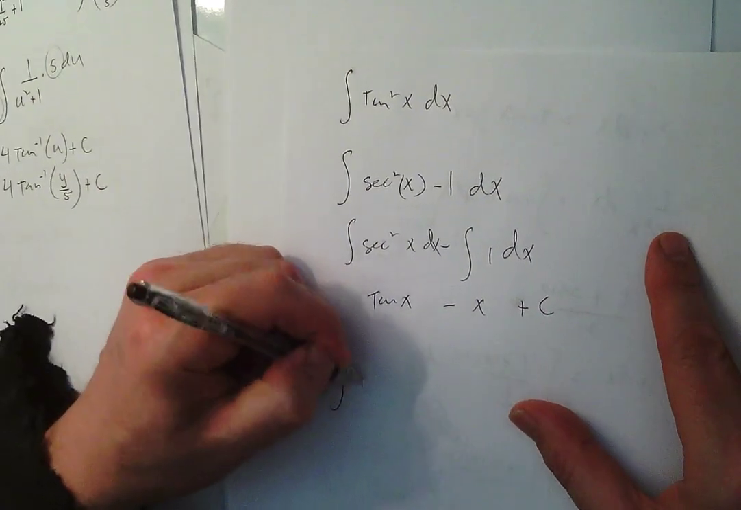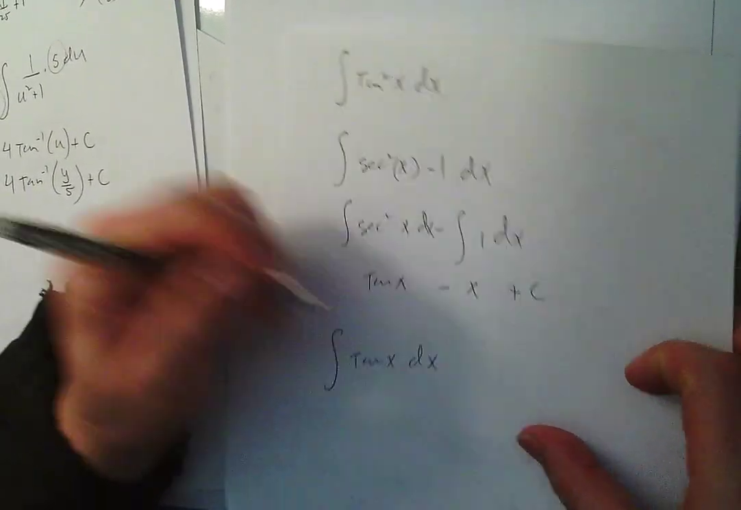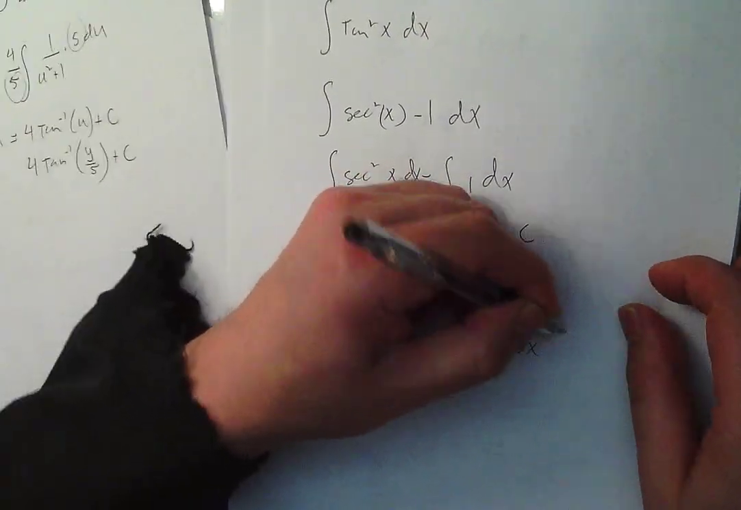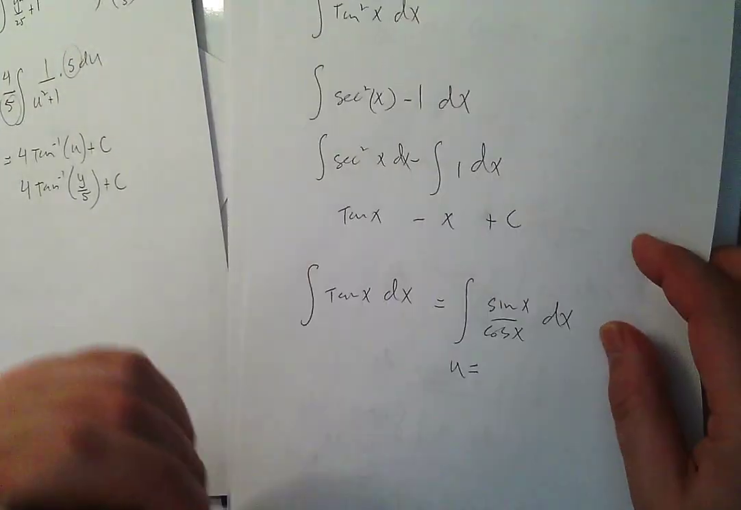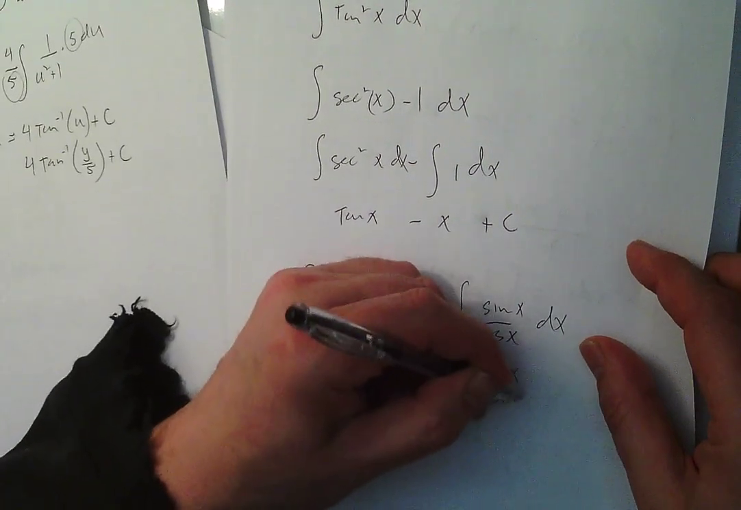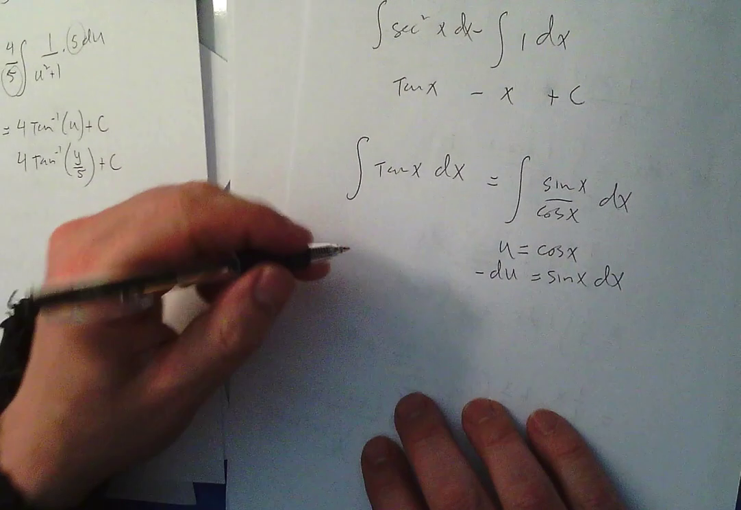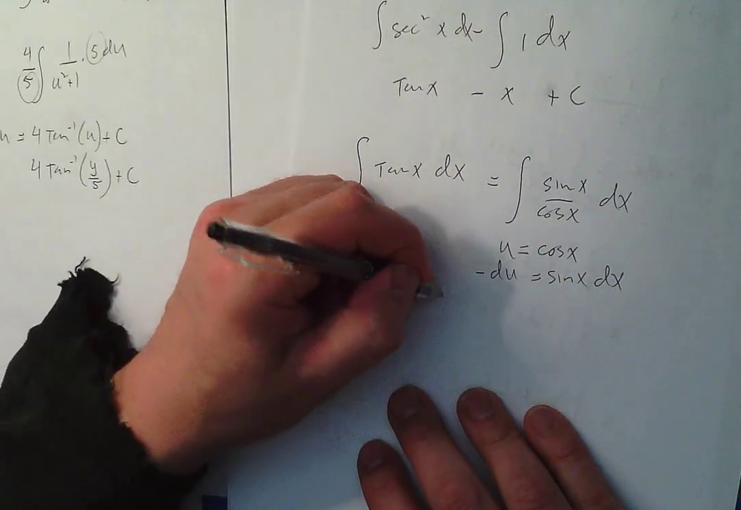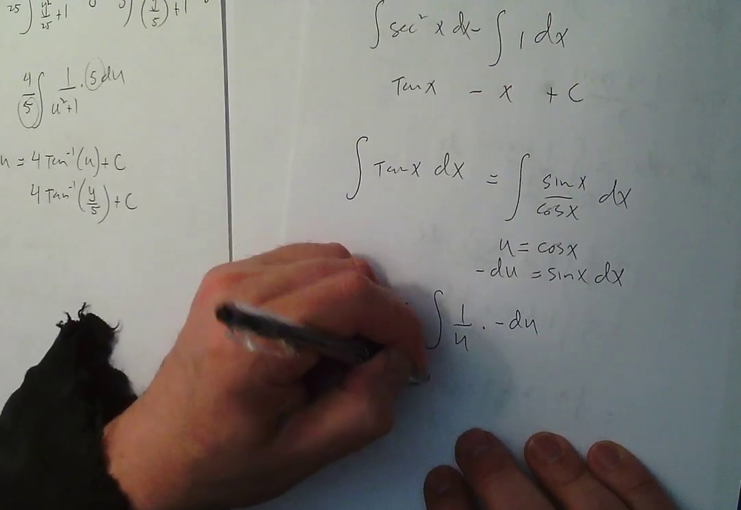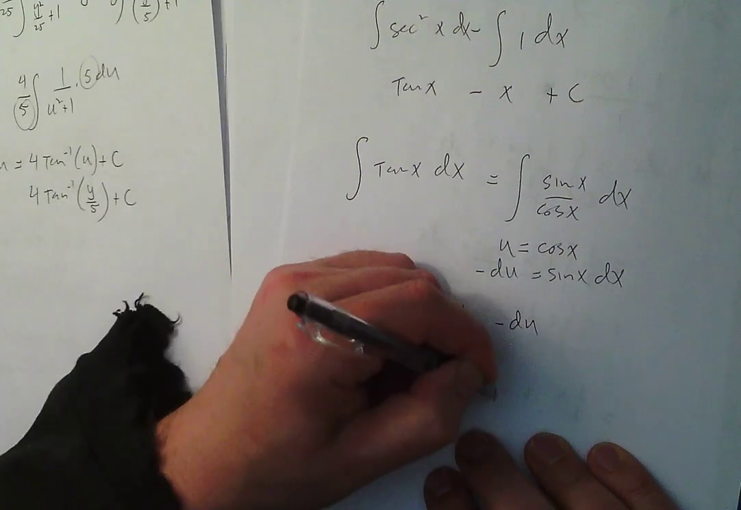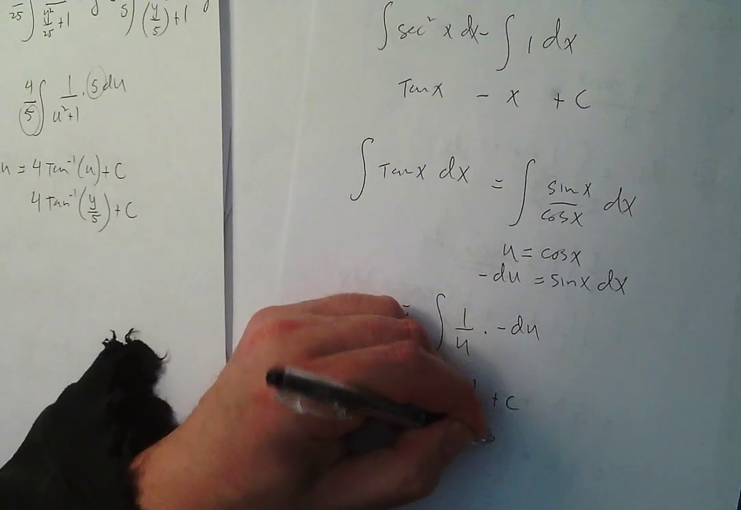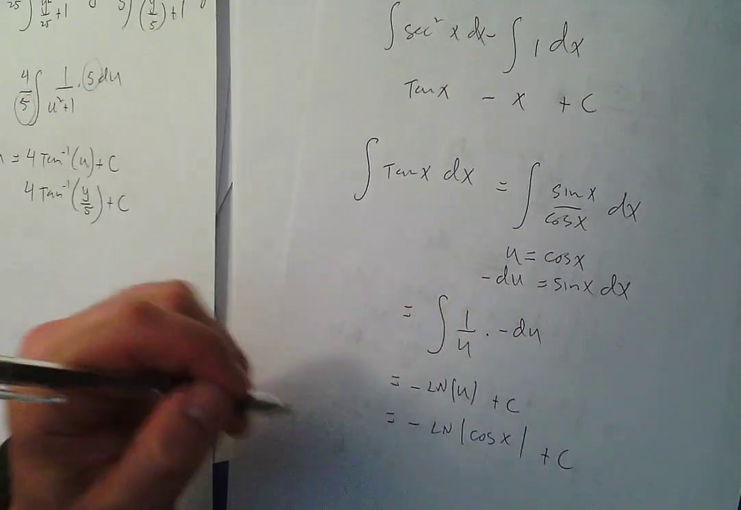And finally, the integral of tan x dx is the integral of sine x over cosine x dx. This was a u sub that we did, where u was cosine x. Negative du was sine x dx. And so we ended up being able to rewrite this as the integral 1 over u times negative du. So we got negative ln of u plus c. And since our u is cosine, we have negative ln cosine x plus c.